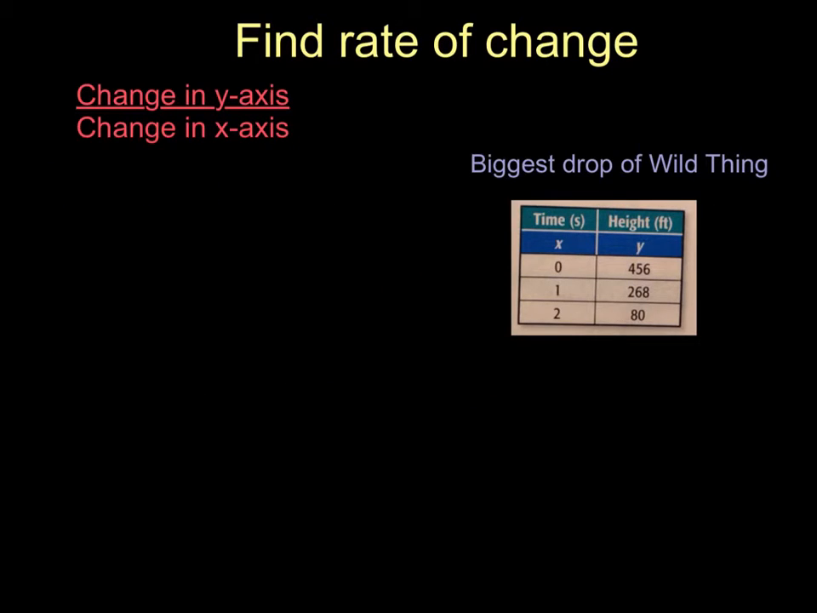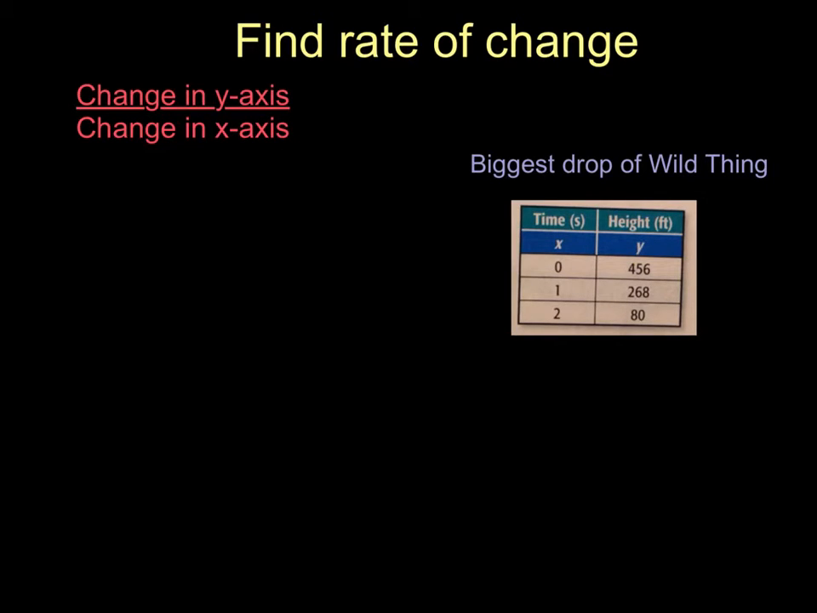We can also find rate of change from a table like this. Let's say this table shows the biggest drop of the Wild Thing roller coaster. So let's find the rate of change of the biggest drop, which when I look at this chart looks like from here to here, it drops about 200 feet. So that's going to be our biggest drop. Now remember, when we're looking for the rate of change, we're going to do the change in the y-axis over the change in the x-axis.